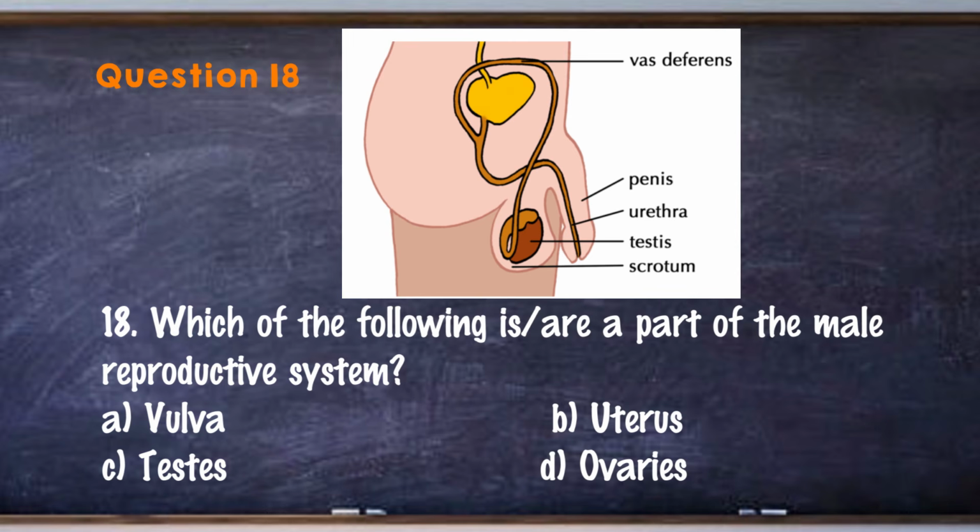Here we have an image of a male reproductive system. So at the top, that little tube is called the vas deferens. Then we have the penis, the urethra, the testis, and the scrotum. Well, testis and scrotum are somewhat interchangeably the same thing, okay? So, with that being said, which one of these options did you see in that diagram? You saw C, the testis. So that's the correct answer.